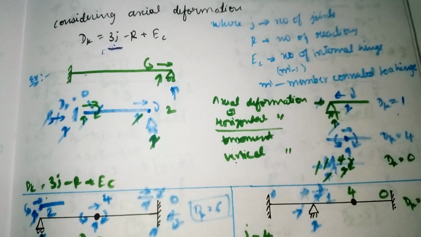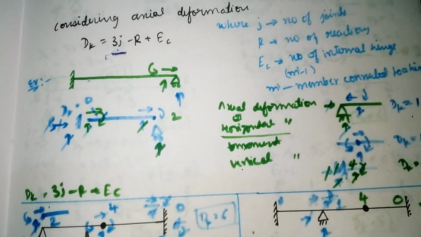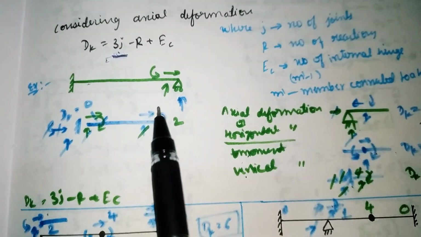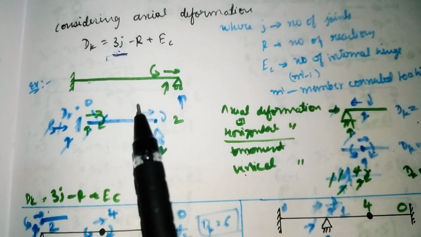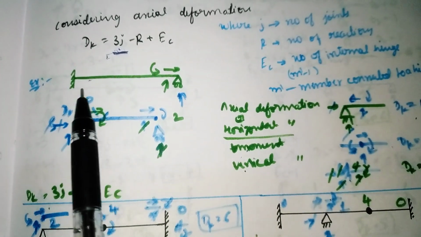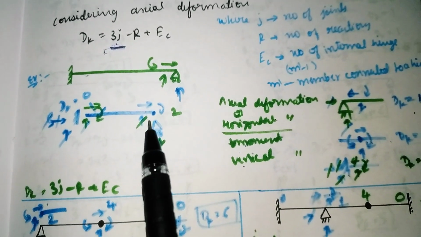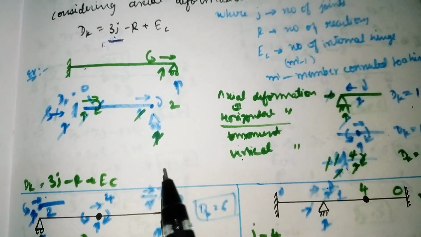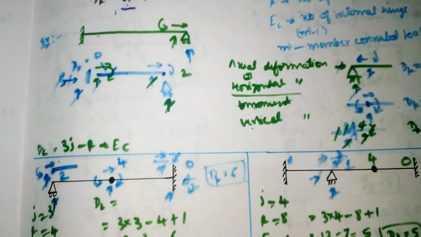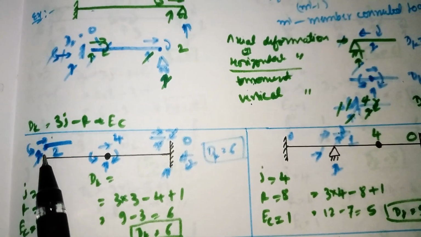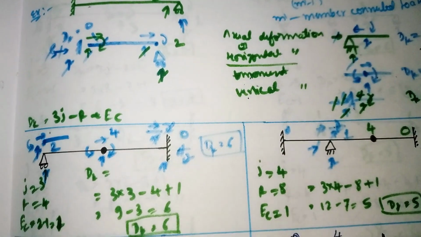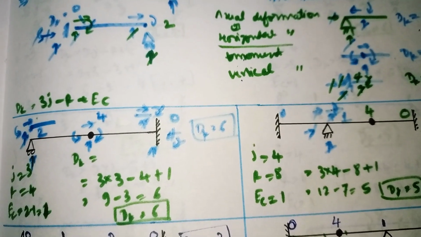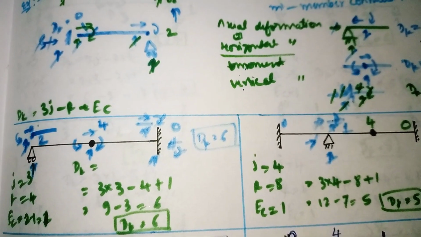When it comes to the stiffness method, we have to do it manually. If you calculate by this formula, you will get how many dk are present in this particular problem, but you don't know at what point the dk is acting. When you calculate manually, you will get to know at what point the dk is acting. I will give the link in the description box. You can see that video before coming to the stiffness method.